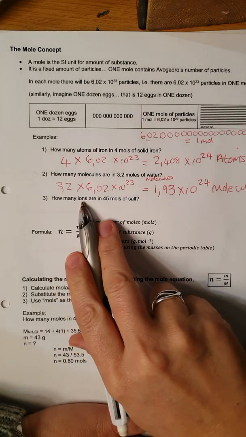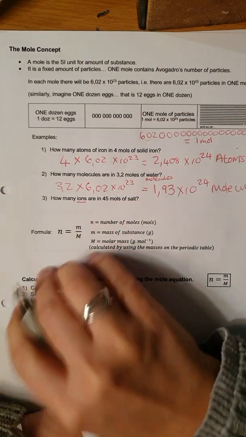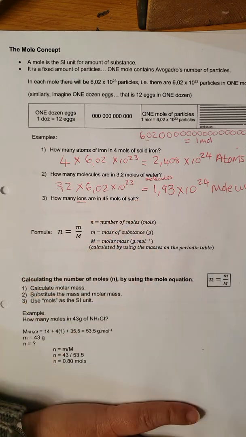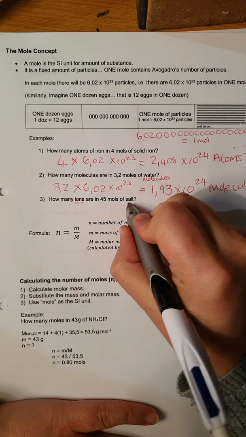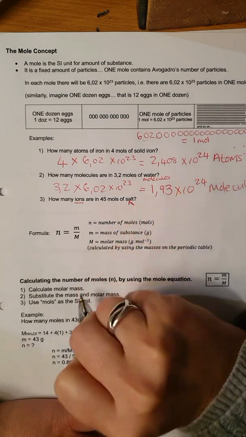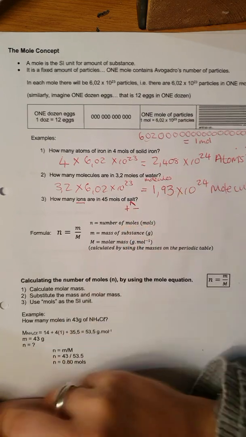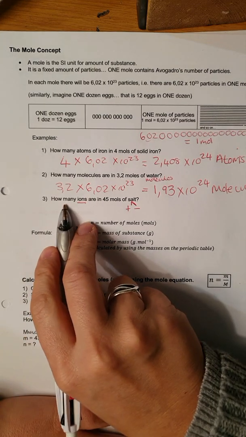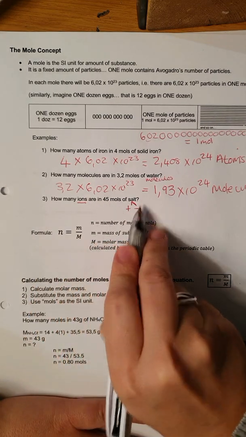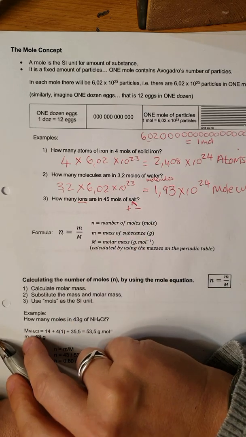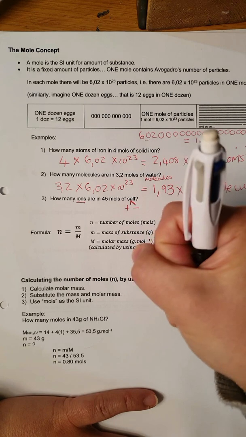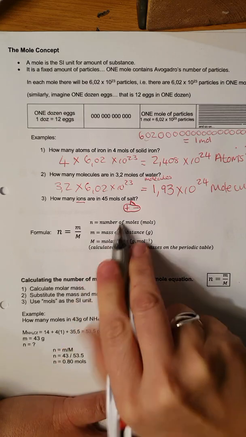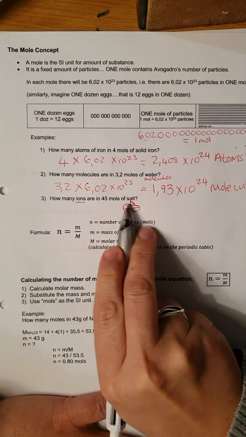Okay, how many ions? So now I'm asking about ions, charged particles, in 45 moles of salt. Now be careful here, because salt is made up of 2 types of ions. We have a positive ion and a negative ion. So I know I have 45 moles of positive and negative. So this is one whole thing. I've got 45 moles of a salt that is made up of that.